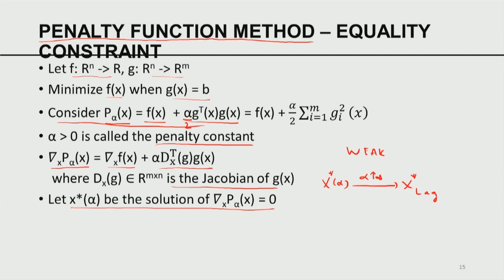So what does this tell you? If you believe the strong constraint problem is difficult, you can solve the weak constraint problem and simply plug alpha to a large value, then you will know you got a solution which is as close as possible to a strong solution.